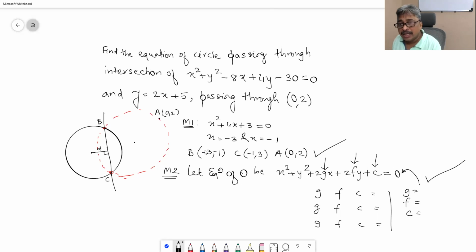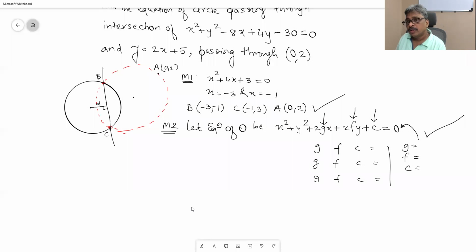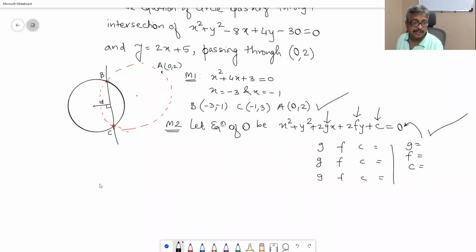Both these methods are a little long. They will require a lot of calculations. Therefore, the third method which I am going to tell you is most elegant, with very few calculations, and most versatile. Method number 3 that we will discuss now.